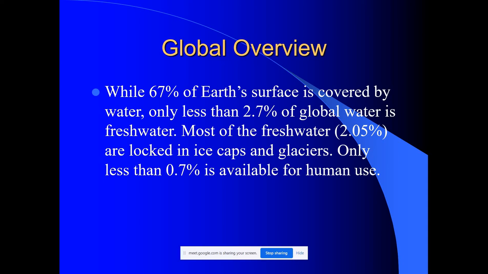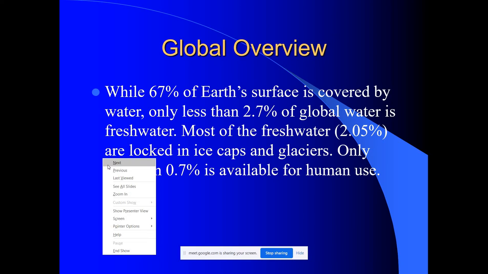Now what is the problem with the fresh water? Most of the fresh water, 2.05%, is locked in the ice caps and glaciers. So only less than 0.7%, or we can say 1%, is available for human use.